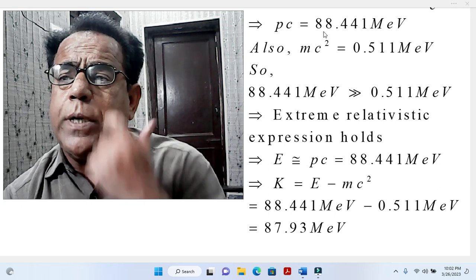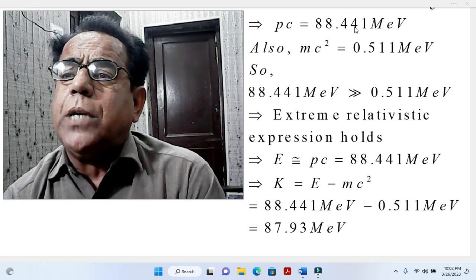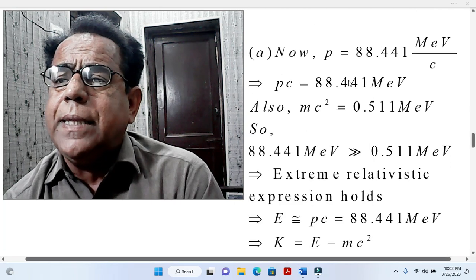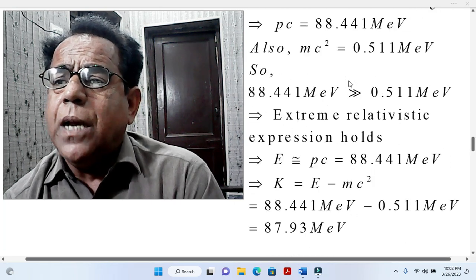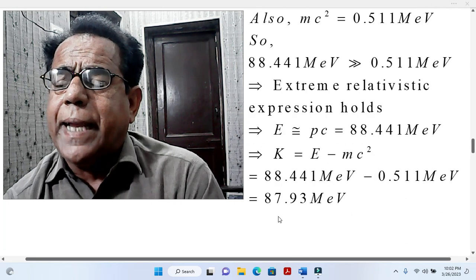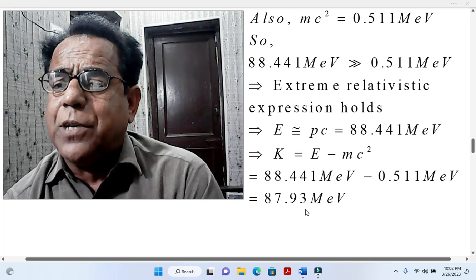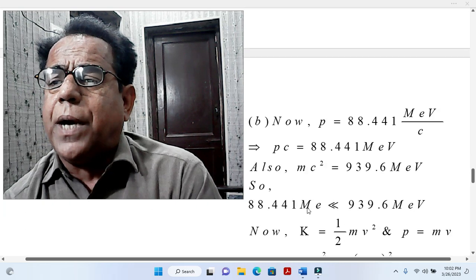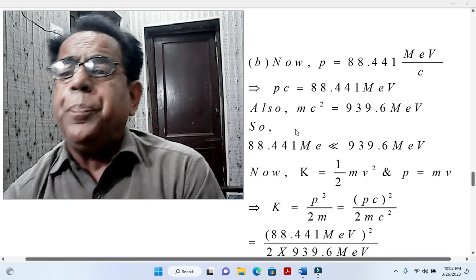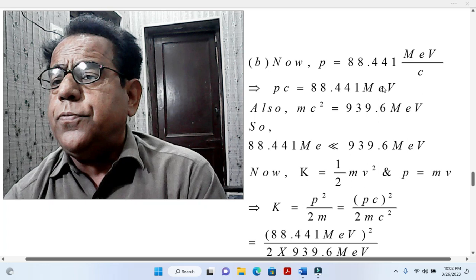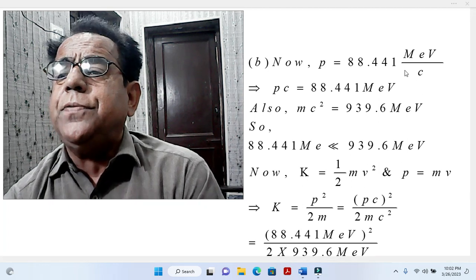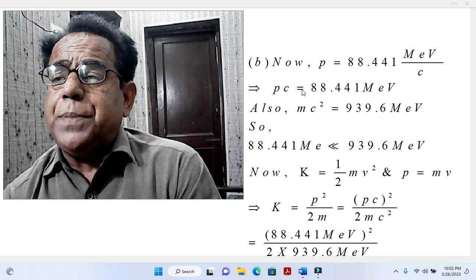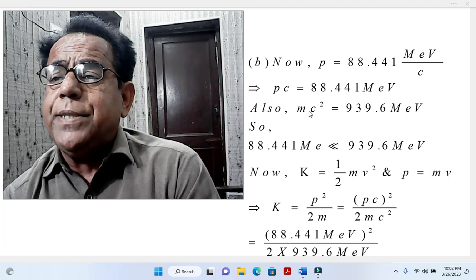So dear students, this value, 88.441 million electron volt, will be used in all three parts A, B, C. However, the answer of part A has become equal to 87.93 million electron volt. Now we come to part B. Now P is equal to 88.441 million electron volt, which we have calculated in the previous step. This implies that PC is equal to this. Also MC square is equal to this.